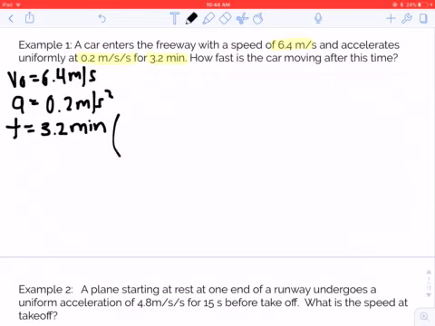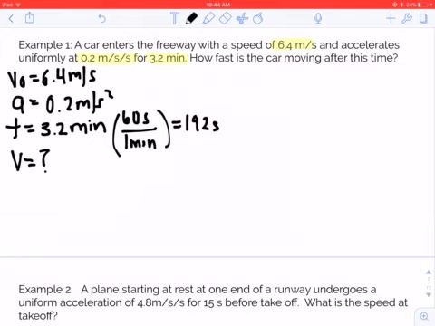We should notice immediately, right, that those units do not match and that we need to convert minutes to seconds. So there are 60 seconds in 1 minute. So we're going to take 3.2 and multiply by 60. We get 192 seconds. Okay, so I'm looking for my final velocity. I know my initial, my acceleration rate, and my time. I'm not given delta x and I don't need it, so I'm going to use the first equation.